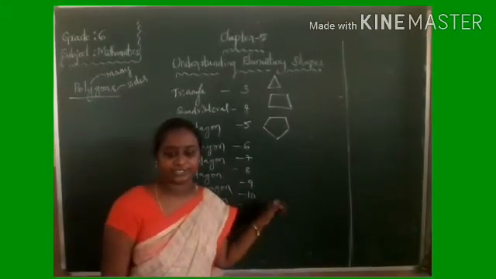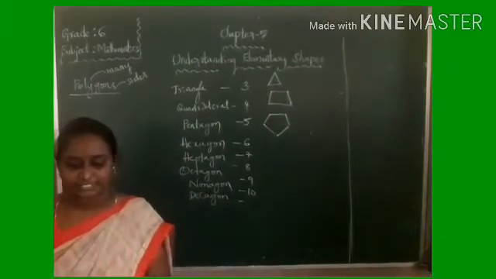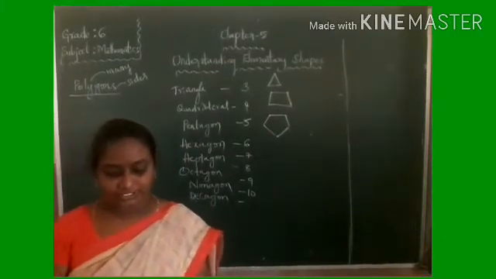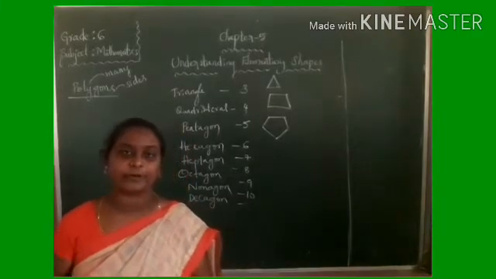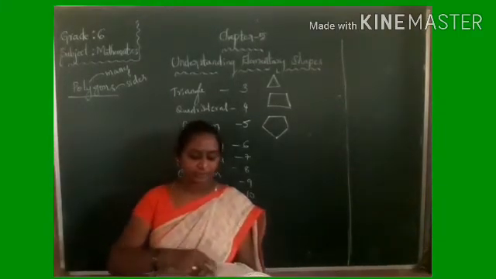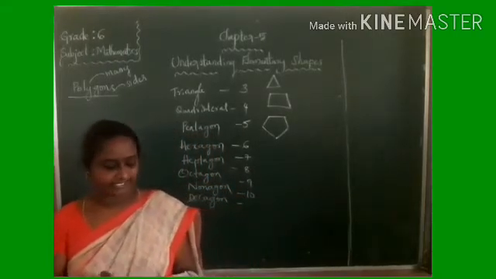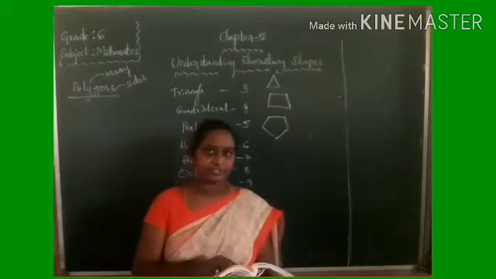Okay, children. So next we go for exercise problems. Take your textbook. Exercise 5.8. So examine whether the following are polygons. If one of them is not, say why. So take your textbook. First question.